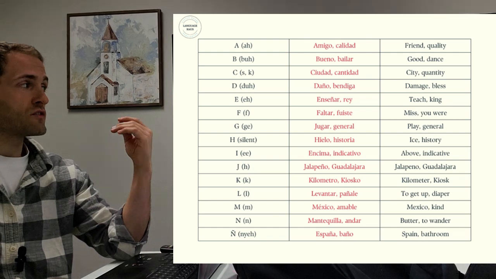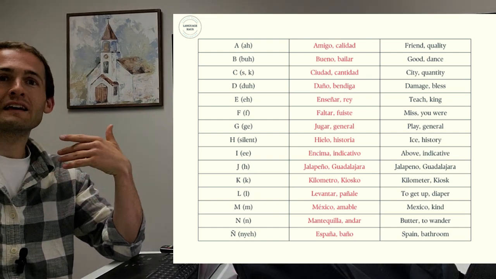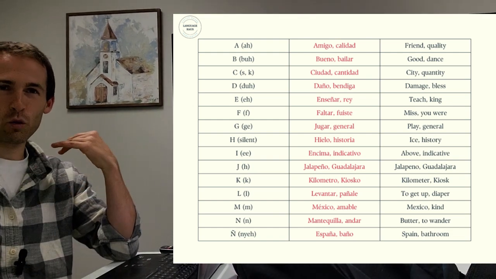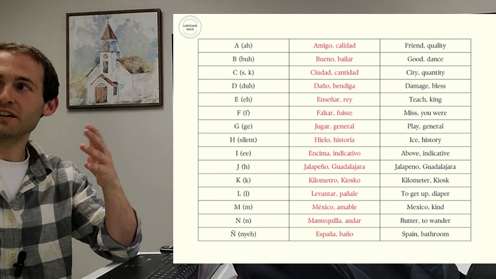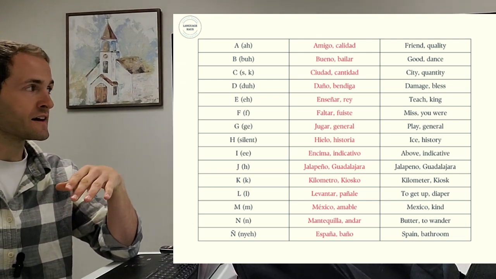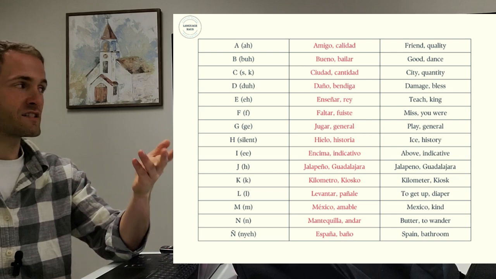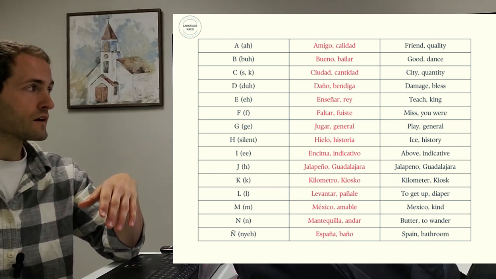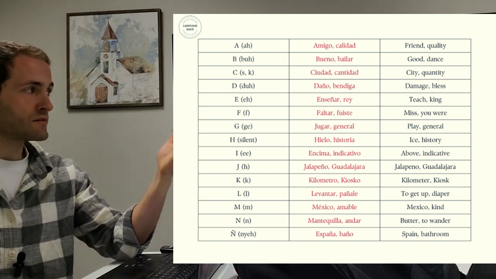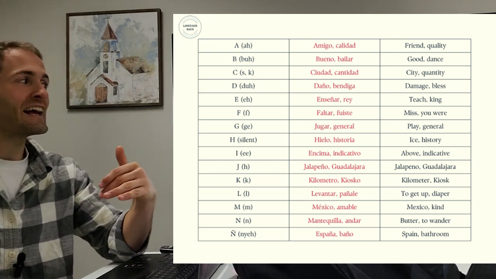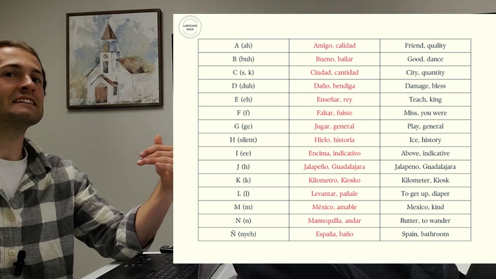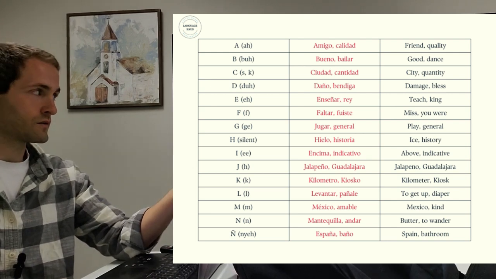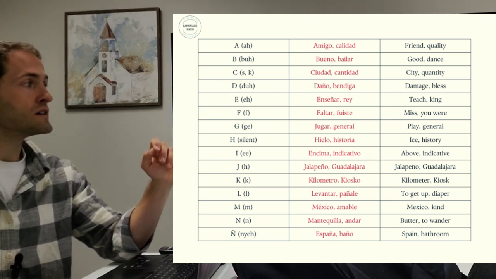The G makes the hard G sound. Others have a phlegmy general. It's more of a soft G, but either is acceptable. And then H, as we mentioned, is silent. Hielo, historia. And again, I, E: encima, indicativo. So good pronunciations on those.